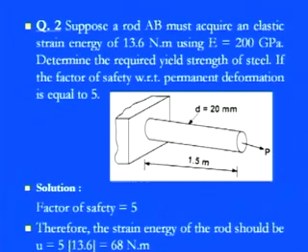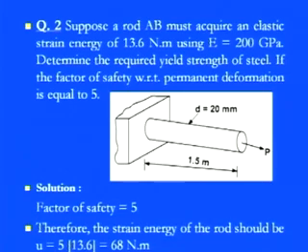So now you see we are going with that. Since the factor of safety is already given as 5, we would like to calculate what exactly the yield strength is, for which the strain energy is given as 13.6. So the strain energy of the rod, U, should be equal to 5 times 13.6.